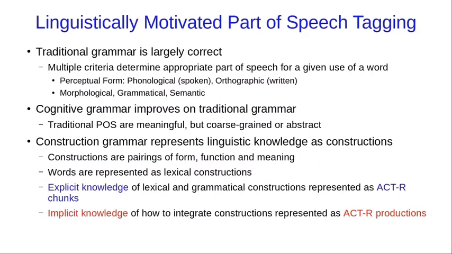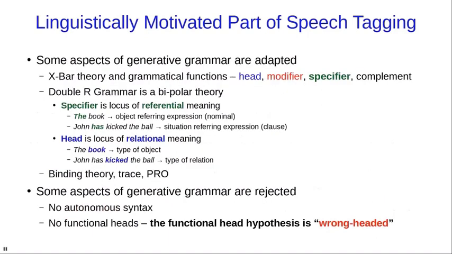We also adhere to the basic principles of cognitive grammar, which we assume improves on traditional grammar. In cognitive grammar, traditional parts of speech are meaningful but coarse-grained or abstract. We also adhere to principles of construction grammar, which represents linguistic knowledge as constructions, where constructions are pairings of form, function, and meaning. In double R grammar, words are represented as lexical constructions. Explicit knowledge of lexical and grammatical constructions is represented as ACT-R chunks, and implicit knowledge of how to integrate constructions is represented as ACT-R productions.